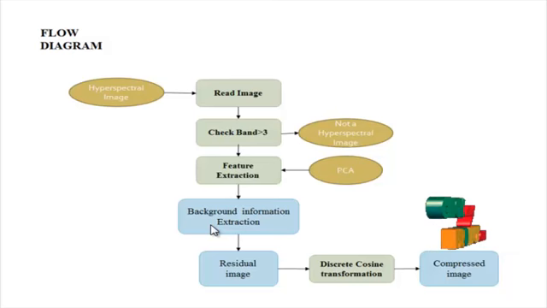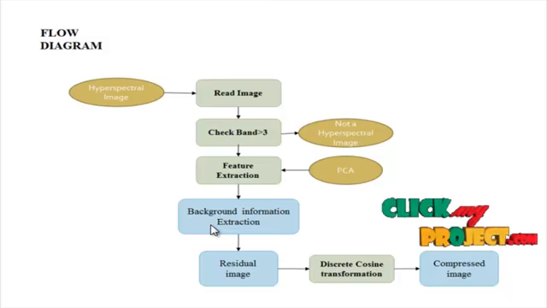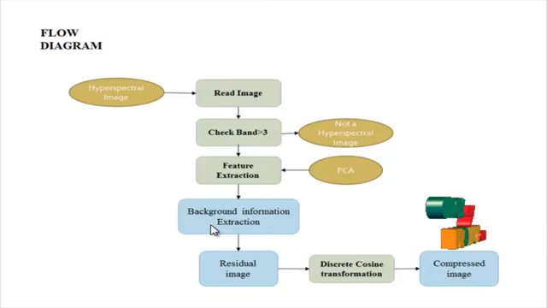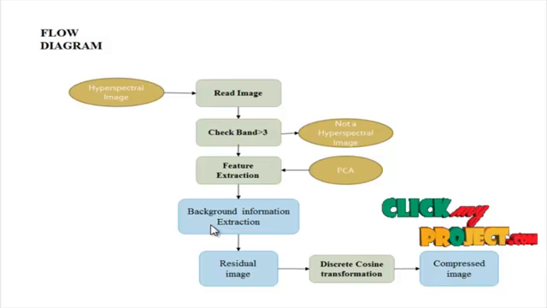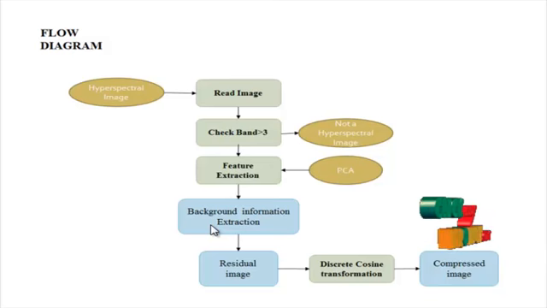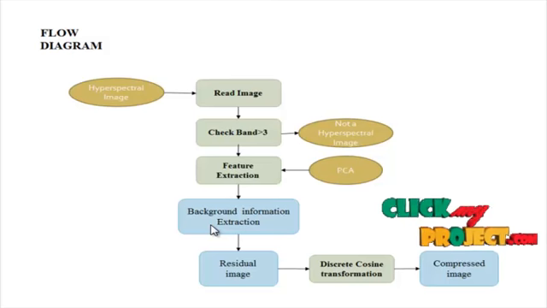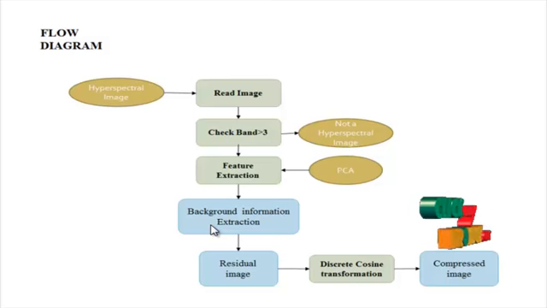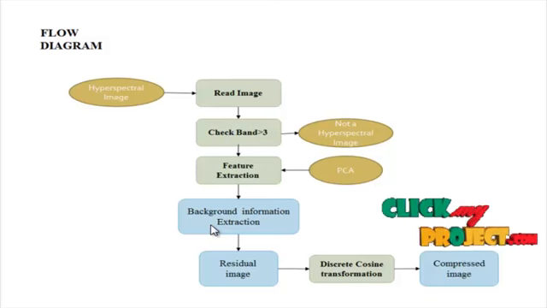PCA is closely related to factor analysis. Factor analysis typically incorporates more domain-specific assumptions about the underlying structure and solves eigenvectors of a slightly different matrix. PCA is also related to canonical correlation analysis, that is CCA. CCA defines coordinate systems that optimally describe the cross-variance between two datasets, while PCA defines a new orthogonal coordinate system that optimally describes variance in a single dataset.